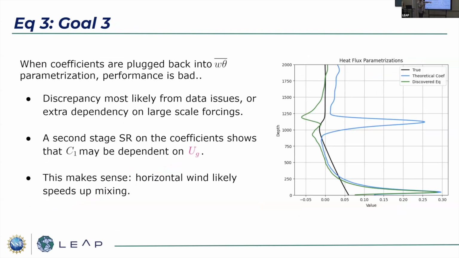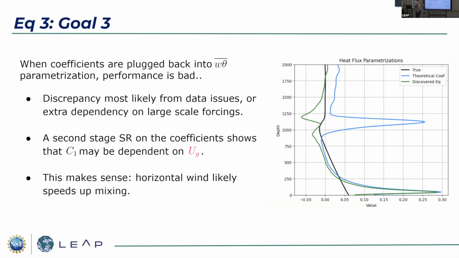This black line is once again our truth. This green line is our discovered coefficients plugged into the parametrization. And luckily, we're doing better than theory because theory is in blue. But this discrepancy is most likely from 2 things. Number one, not to get into the specifics, but in our data, we calculate a variable in a funky way, and it's shaped very similarly to the profile of our lines.